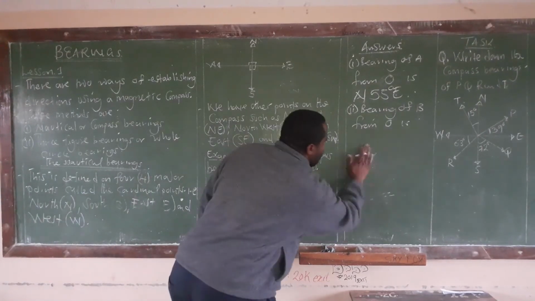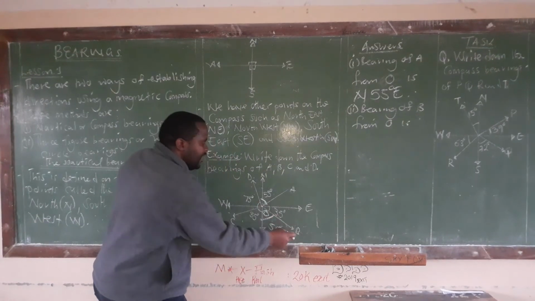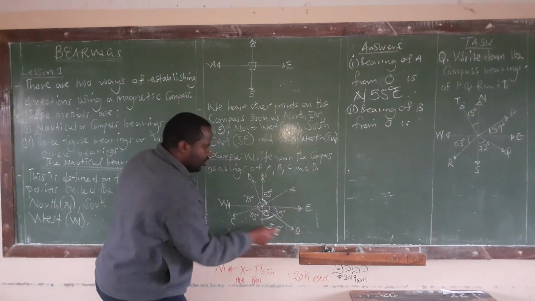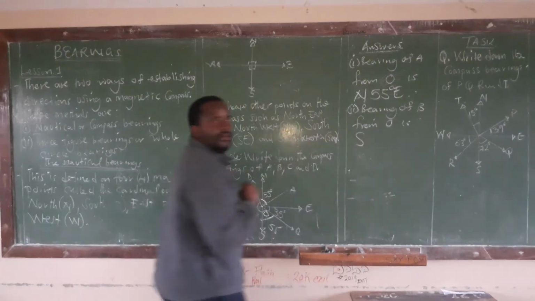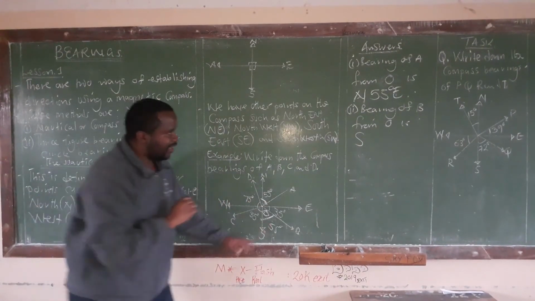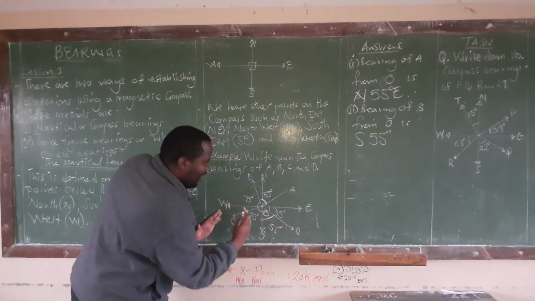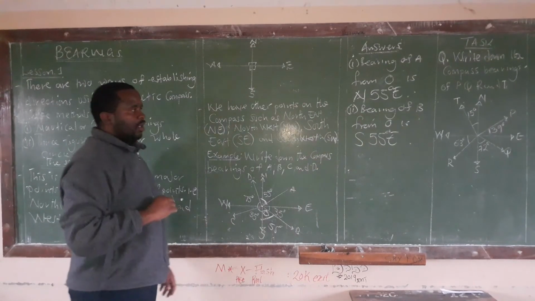Since I know my angle from O up to this line OB, I'll say, where is this point? Is it on the northern or southern side? We see that B is on the southern, so I'll say south. How many degrees? 55 degrees. But again, it is on the eastern part, so we say south 55 degrees east.